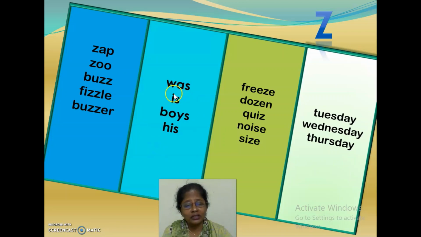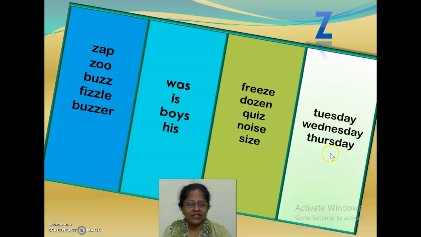He was in the car. He is in the car. Boys are in the car. His is the car. So all these will finish with the z sound there, right? And freeze, dozen, quiz, noise, size. You start with the s and you end with the z. Size, noise, quiz, dozen, phrase.